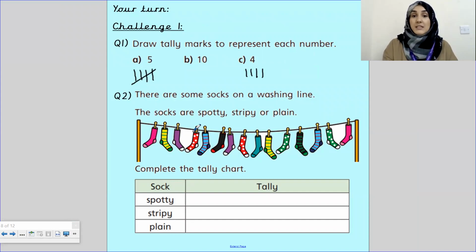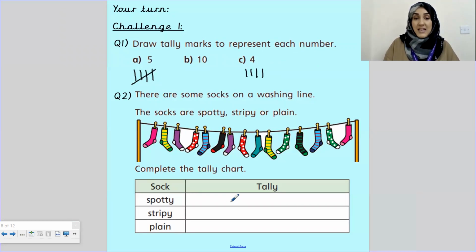The socks are spotty, stripy, or plain. So we have 3 different types: spotty, stripy, or plain. Now your job is you need to count all of the spotty socks. That's 1, 2, 3. Oh, and there's one on the end. Make sure you look properly.